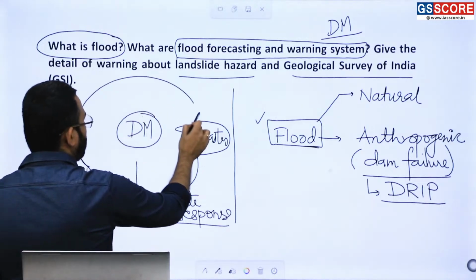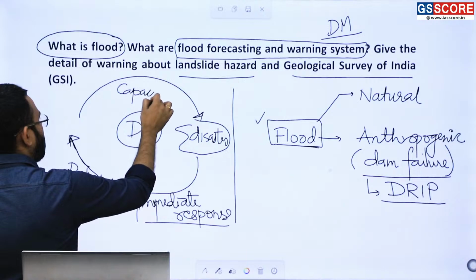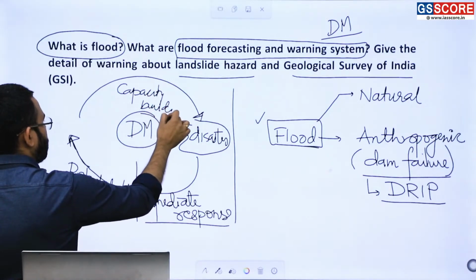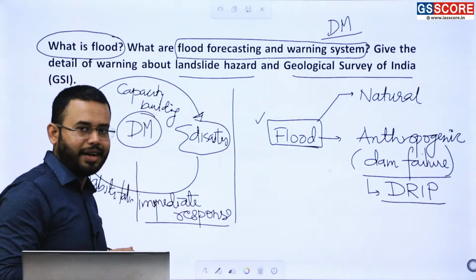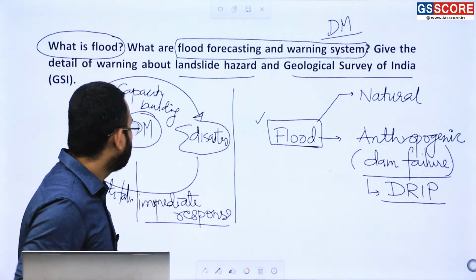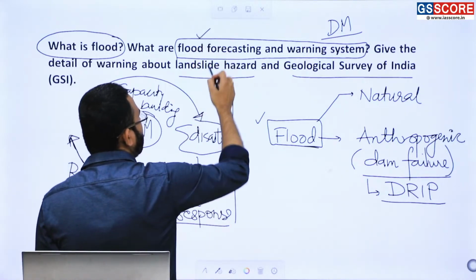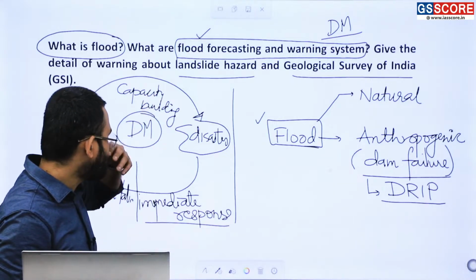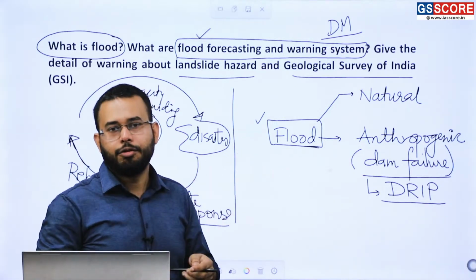Then we talk about capacity building, so that the society is ready for the next disaster, next flood to happen, right? So in capacity building, it is important that you invest in flood forecasting and warning system. So they are asking you this question related to capacity building of the disaster, which is the flood, right?